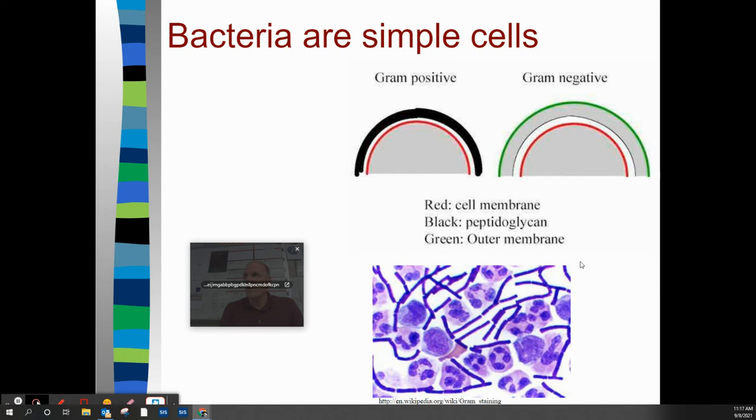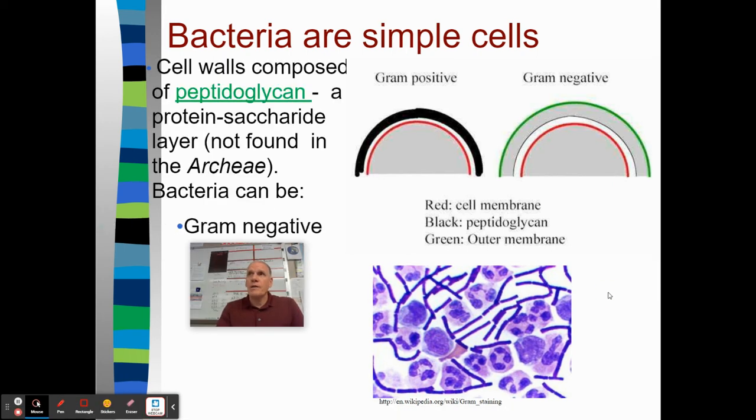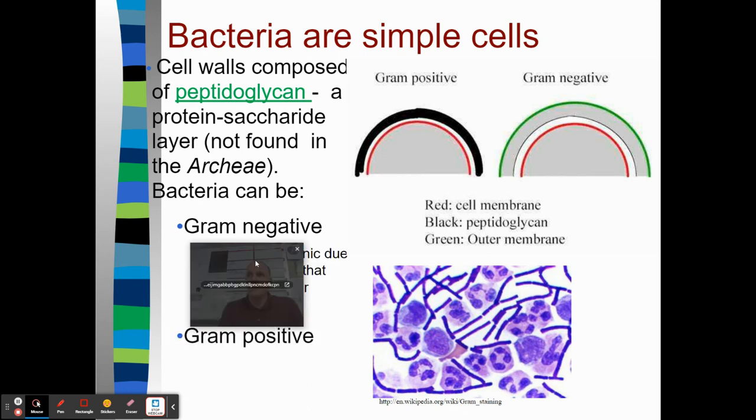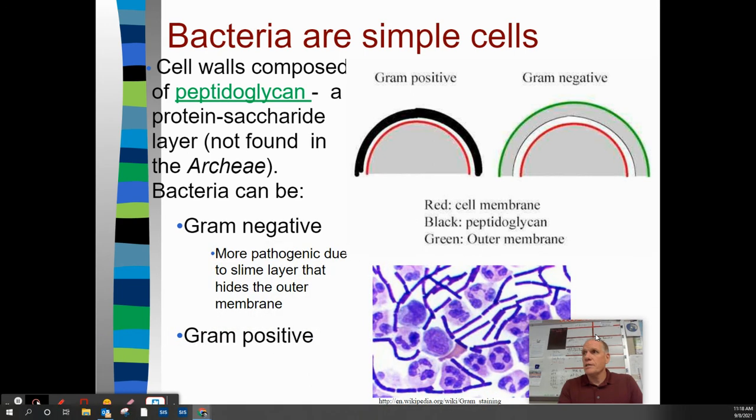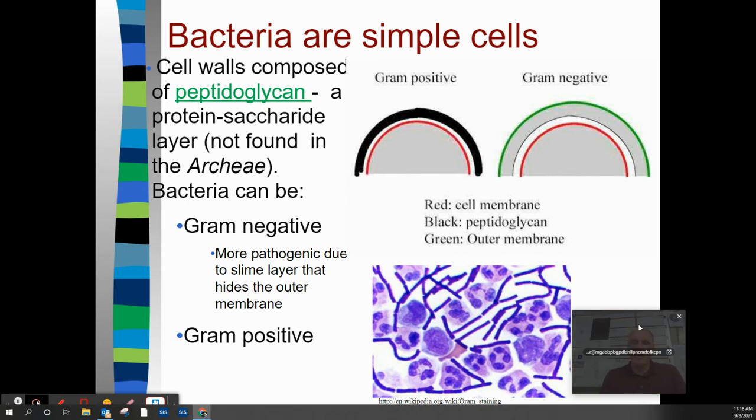Yeah, there's that peptidoglycan, a protein saccharide layer. And let me move my picture once again down over to here. And the gram negatives, as I said, are more pathogenic.